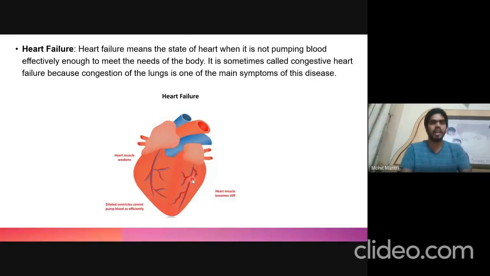Then comes the heart failure. It means the state of heart when the heart is not pumping enough blood to meet the needs of the body. It does not mean that the heart stops entirely, but what happens is the ventricular muscles become weak. Since the heart muscle weakens or becomes stiff, it is not able to contract with as much strength as required, so enough blood will not be able to flow, and it will not be able to meet all the needs of the body. This is known as congestive heart failure, because the congestion of the lungs is one of the major symptoms of this disease.